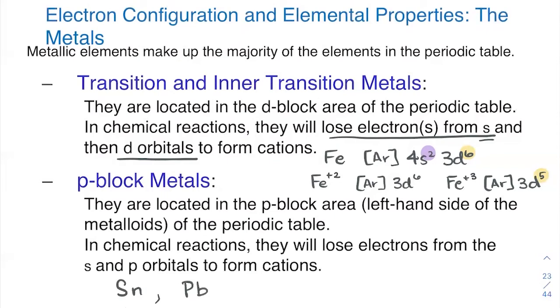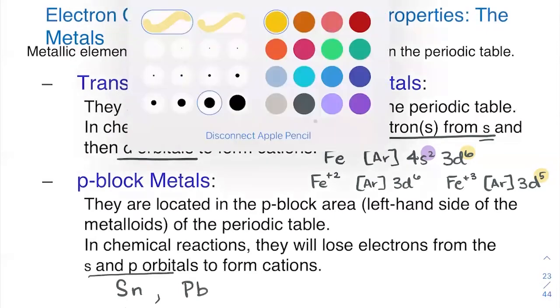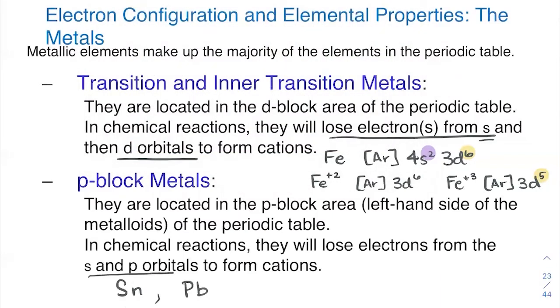Now, when we look at these p block metals, they are located on the right hand side of the periodic table, but again, the left hand side of the metalloids. And in a chemical reaction, they will lose the s and p orbitals only to form cations. Now, which one do they lose first? The p orbitals, because we know the energy of the s orbital is less than the energy of the p orbital.